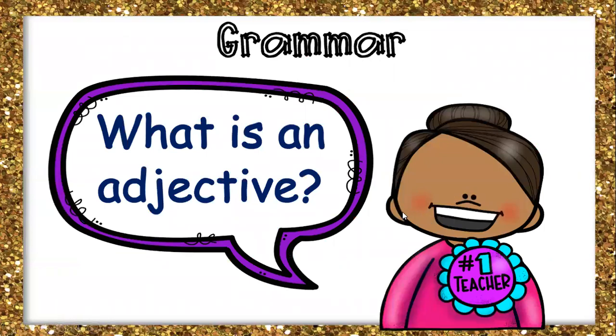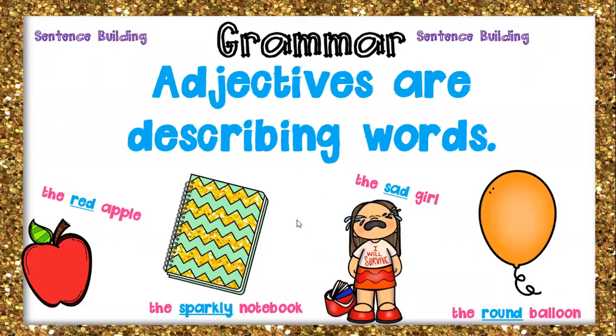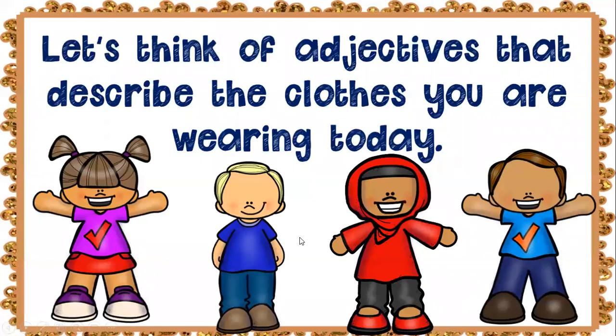Let's start with grammar. What is an adjective? Now, we talked earlier in the week on what an adjective is. Can you recall what an adjective is? What part of speech? What do they look like in a sentence? Now, adjectives are describing words. They're those words that tell us about our nouns. Now, let's think of adjectives that could describe the clothes that you are wearing today.